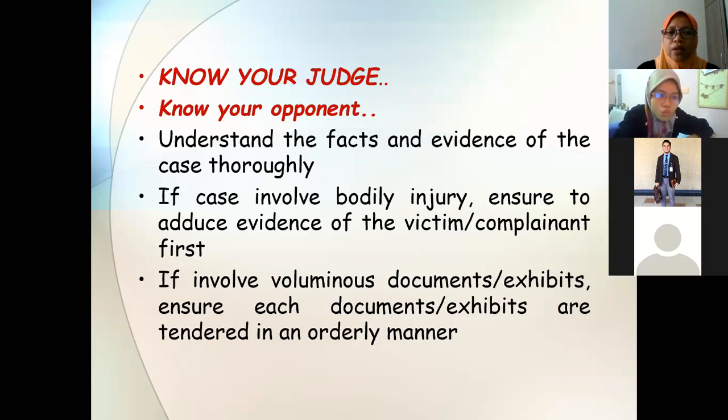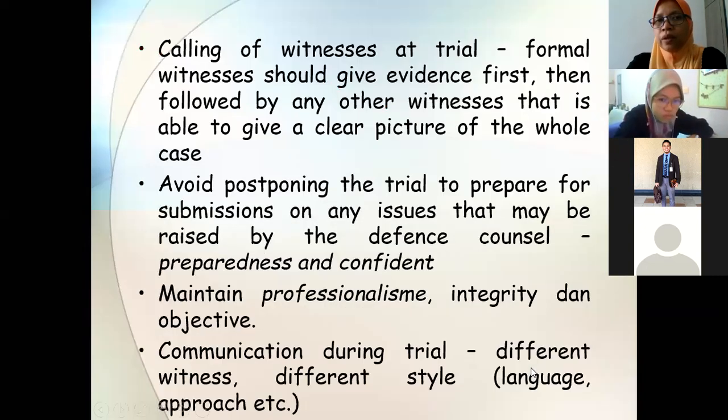If it involves voluminous documents or exhibits, ensure each document or exhibit is tendered in an orderly manner. Tender according to the relevant witnesses. Don't jump around, it will be confusing, especially when it involves voluminous documents or exhibits.